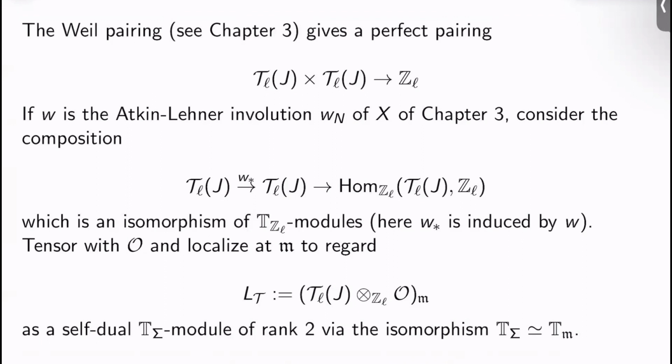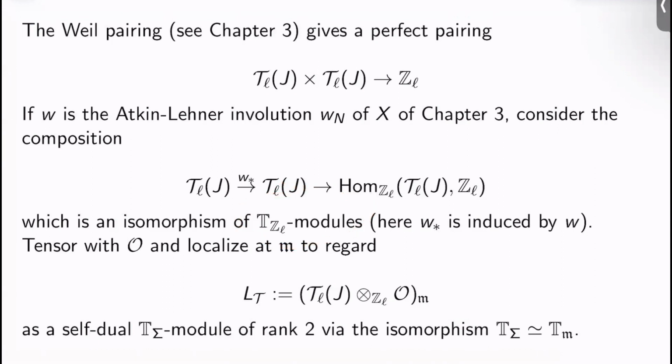You can look at the map W star from T_L J to T_L J induced by W. So remember, this involution W from X to X induces a map between the Jacobian of X to the Jacobian of X. That induces a map from Tate module to Tate module, which I'll call W lower star. So you can look at that map, and then you can follow it up with the natural map from T_L J to homomorphisms over Z_L from T_L J to Z_L, the standard map there. Now, this is an isomorphism of T Z_L modules, okay?